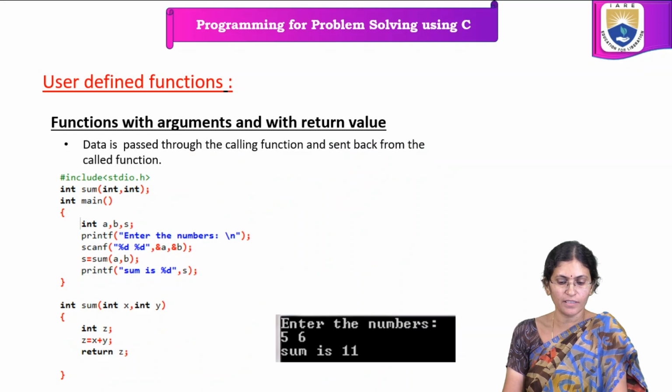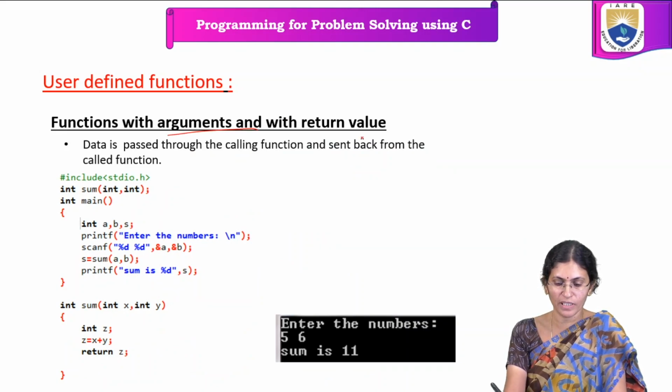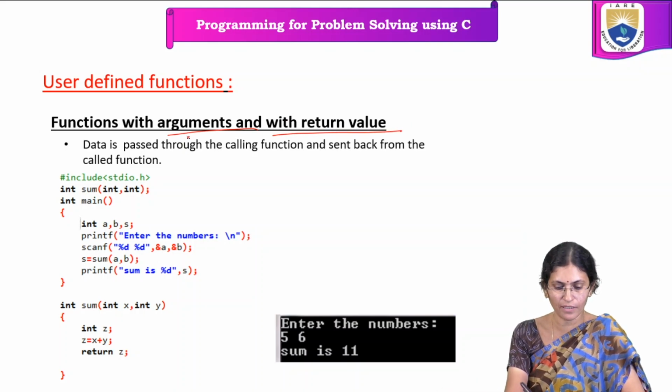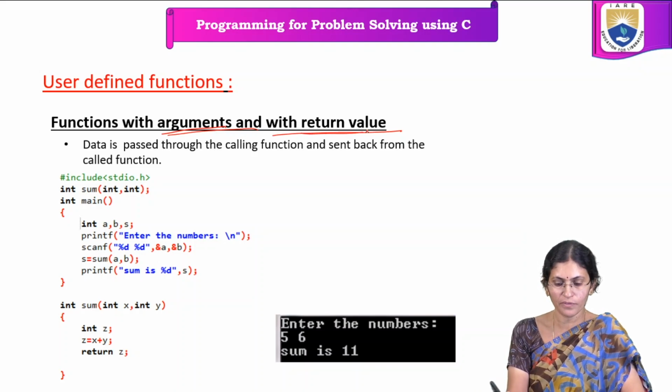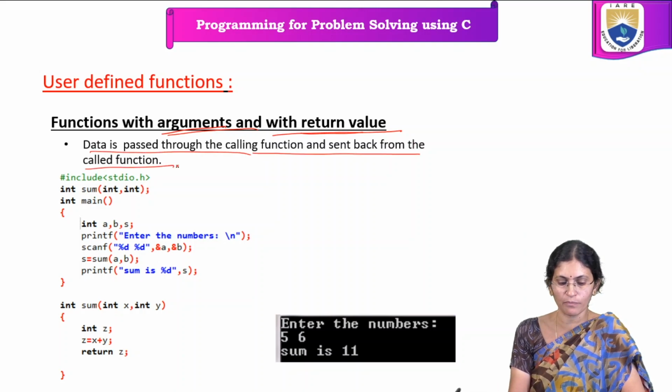Next, this is another type of function: functions with arguments and with return value. Here data is transferred from the calling function to the called function, and the called function will also return a value to the calling function. So data is passed through the calling function and sent back from the called function. This is a program to understand this type of function.